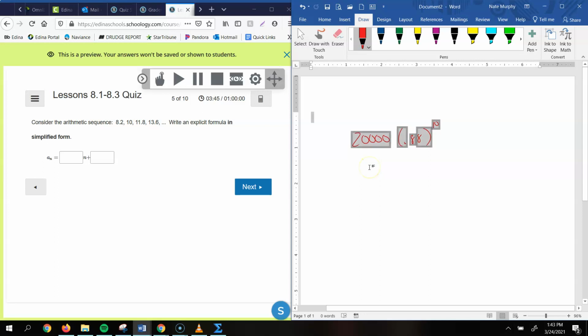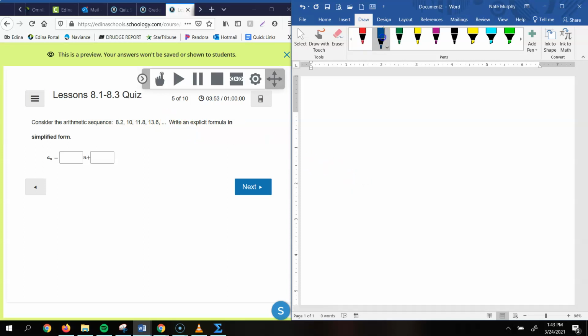All right, let's look at the next one. The next one is for an arithmetic sequence. It says, consider that arithmetic sequence, write an explicit formula in simplified form. So remember, the explicit formula for an arithmetic sequence is this, where we take d times n minus 1 plus your first term.